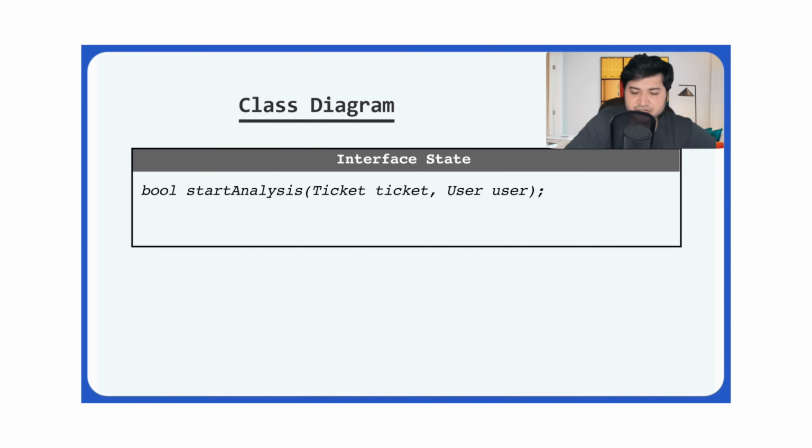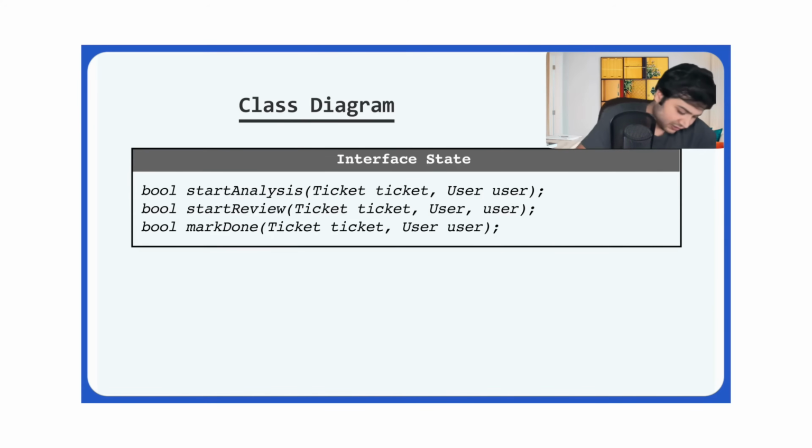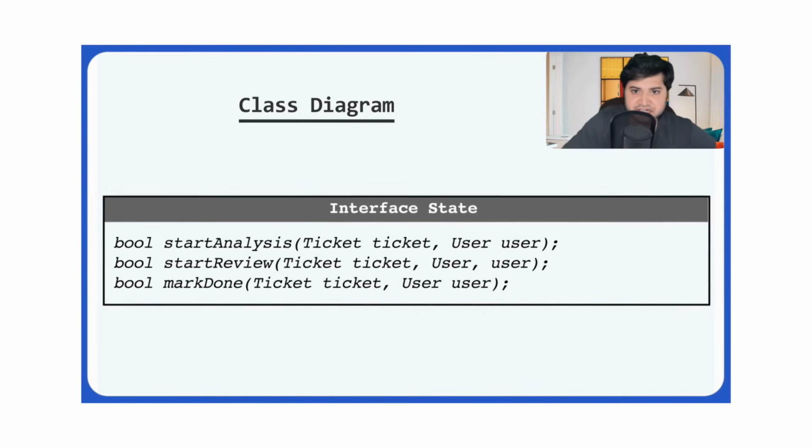Same as the other action would be start review. And of course the same parameters like we have above. And we can have return type as Boolean again. Same ways would be mark done. And the same parameters. So this should be the interface state.